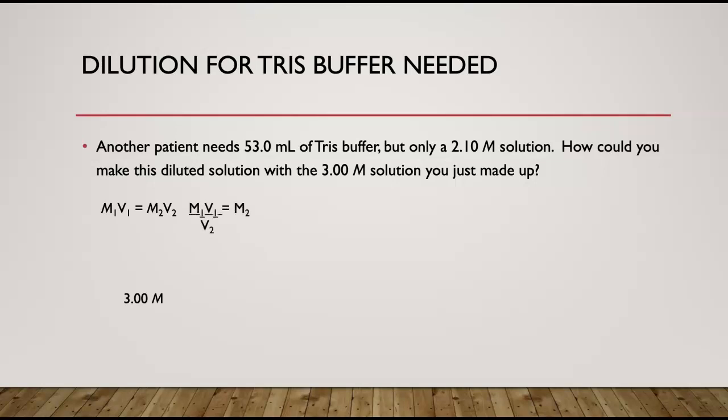This is just a plug and chug. So you can rearrange your equation here to equal molarity 2. That big M molarity means moles per liter. And then simply divide each side by 3. And you'll come up with your volume 2 that you're going to need. So you're going to take 37.1 milliliters of the buffer that you had just made up and dilute it to 53 milliliters for the other patient.